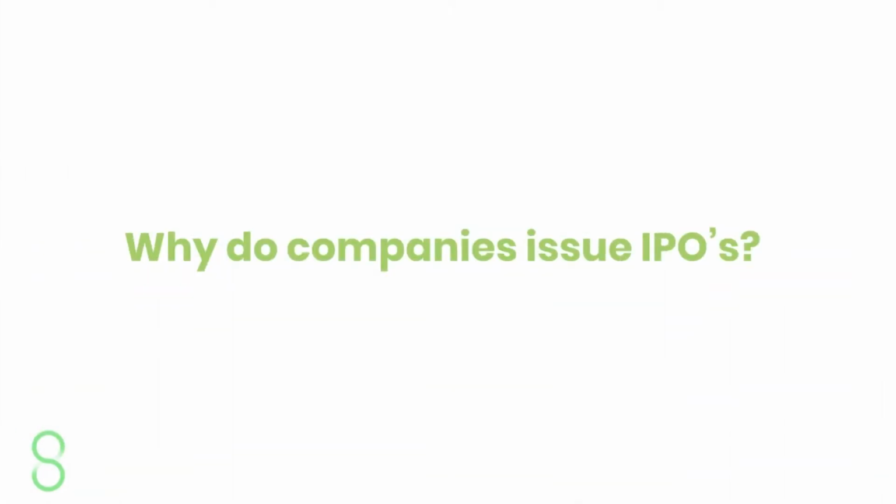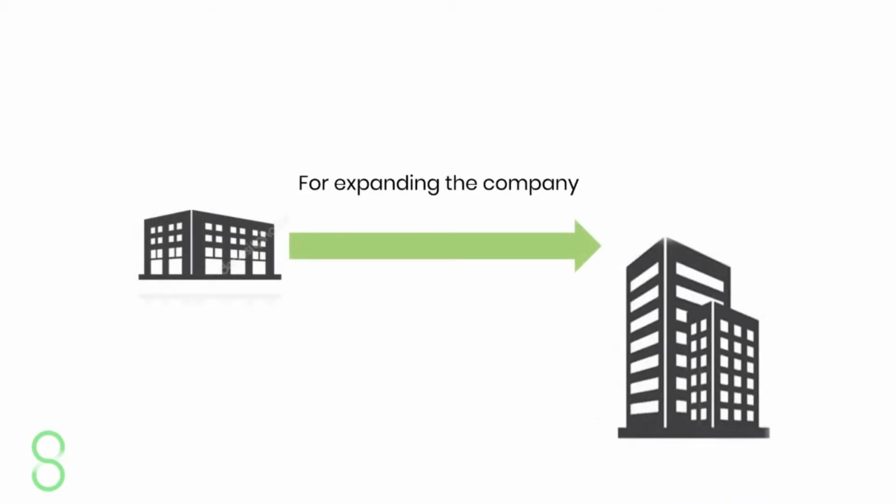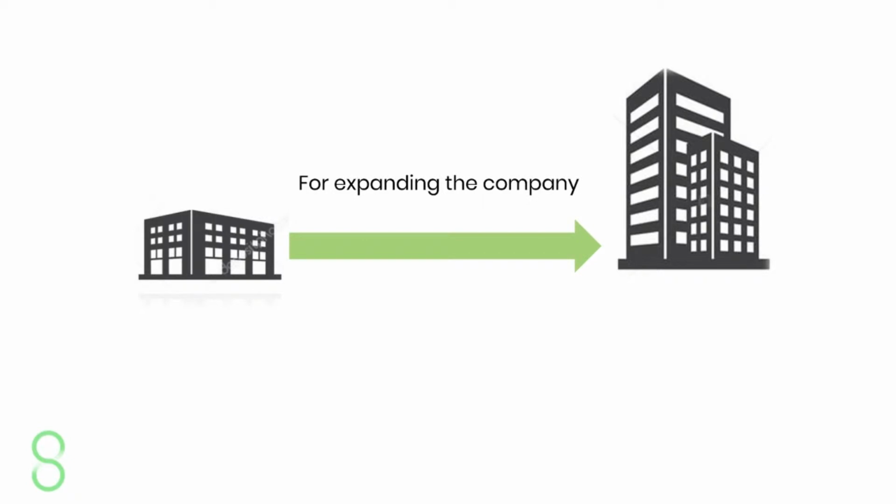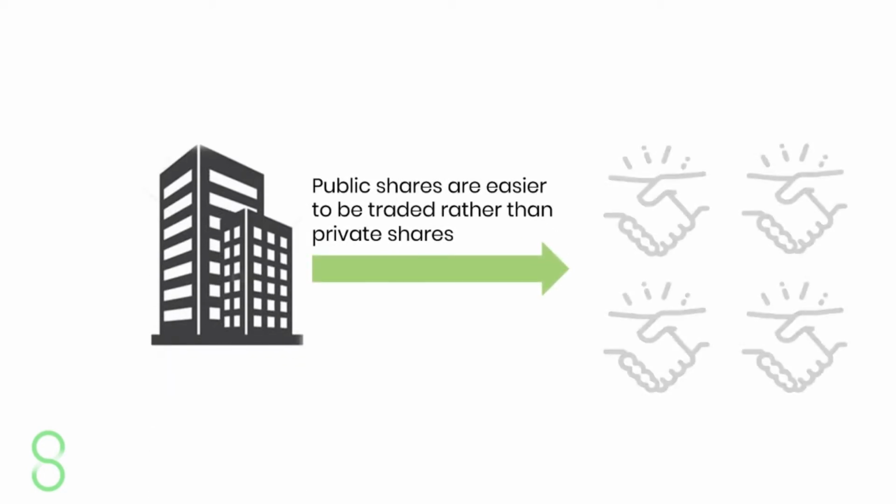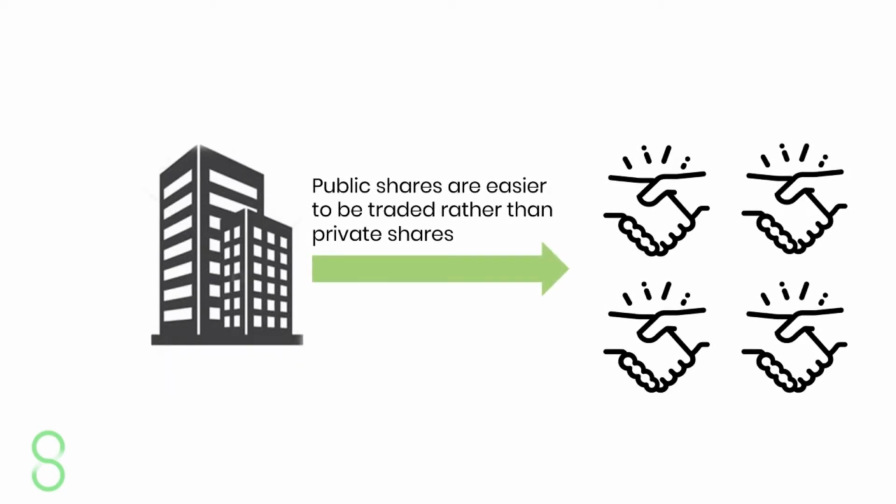Why would a company issue IPOs, you might ask? Well, companies issue IPOs for many reasons. The first one would be to, of course, sell the IPOs to increase their capital and expand the company. Another reason would be that IPOs are generally much easier to sell rather than private shares. This in turn increases the liquidity of the shares and makes it much more marketable.